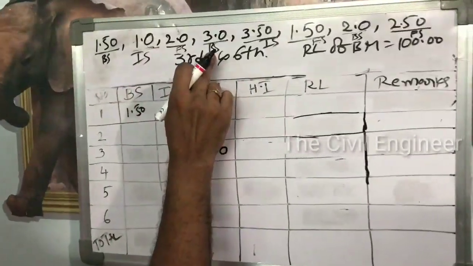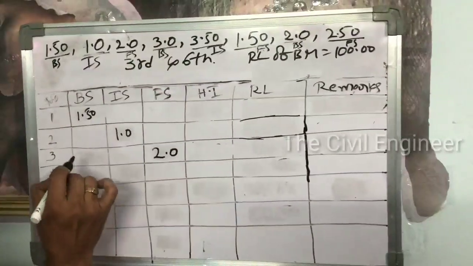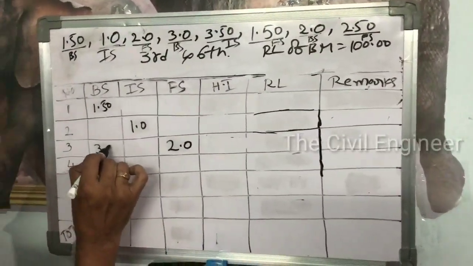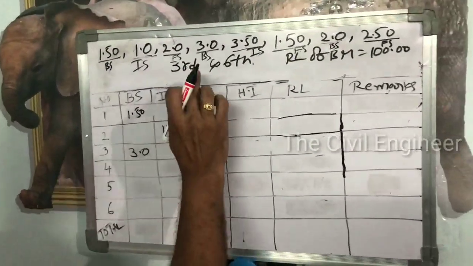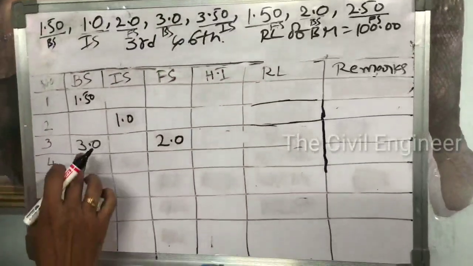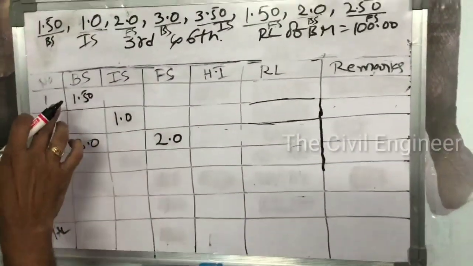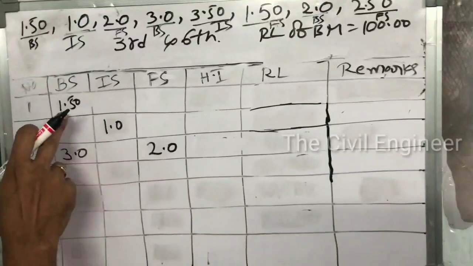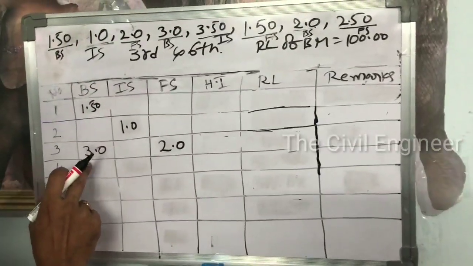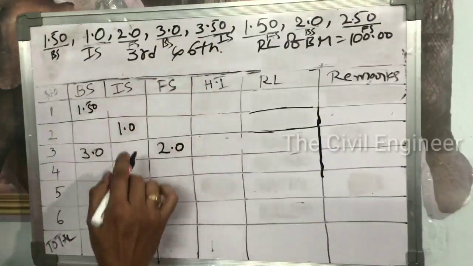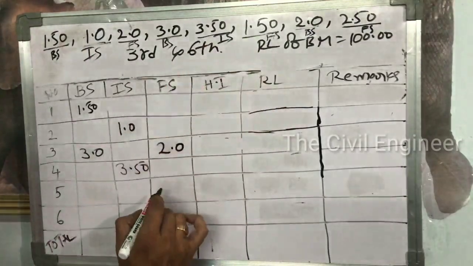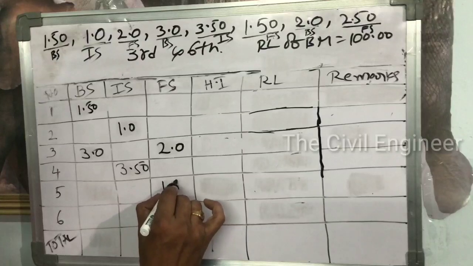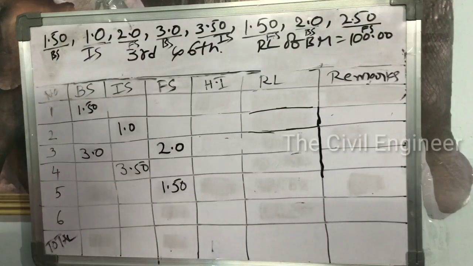So the next one is back side. This back side is 3.0. This is to be written in the same row of the third column. The next one is intermediate side. Again the process is the same, followed as before. Back side, intermediate side and foresight. Similarly back side 3.0 and next one 3.50 and next one 1.50. This is a foresight.